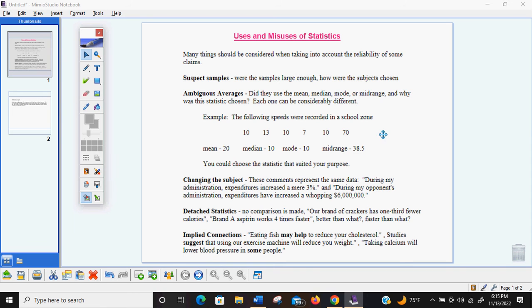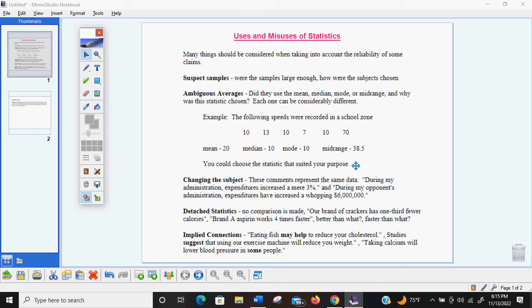If they recorded speeds in a school zone and they got 10, 13, 10, 7, 10, 70, there's always the one idiot, right? The mean is very affected by an outlier. 70 is an outlier. So the mean would be 20, but that's really too high to represent most of the people. So if we look at the median and the mode, they are 10. Those are better statistics to use to represent this data. Now, mid-range would be 38.5. That's way higher than all but one of the data sets.